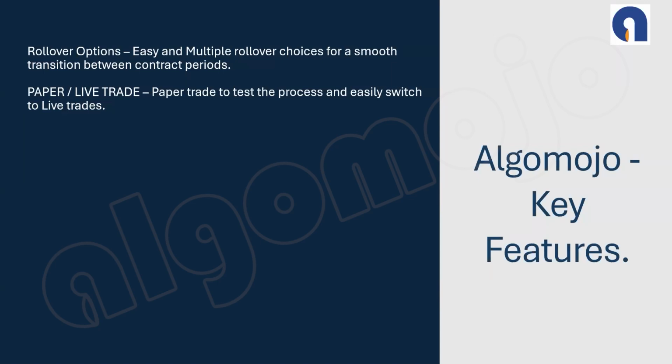To check those kinds of things, the paper trade is what is provided. Our recommendation is that to try it out, always start with a paper trade. Be sure that all trades are going as per your requirement and only then shift over to live trade.